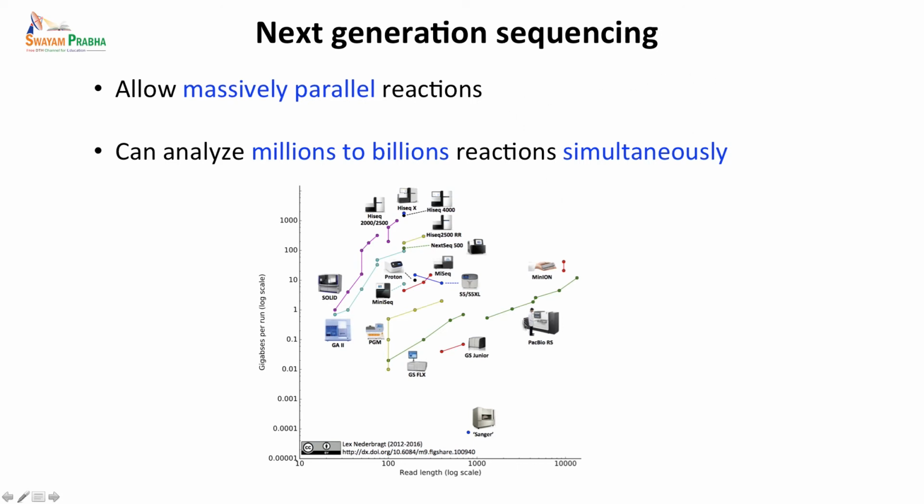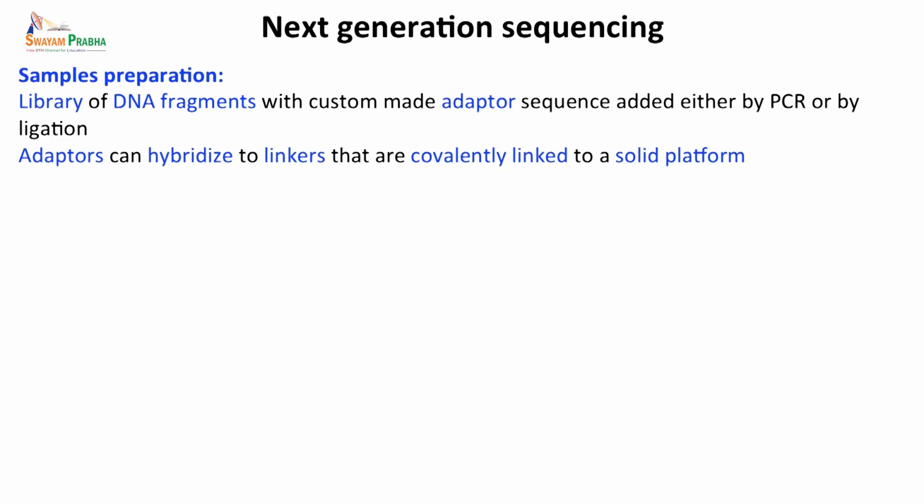And these different platforms are made available by several different companies. So Illumina, you may have heard the name of Illumina, and other sequencing platforms are available from Applied Biosystems, and so on and so forth. So let's talk a little bit about the next generation sequencing. This is just a very basic primer that I'm going to give to you.